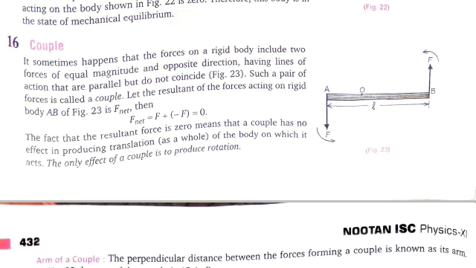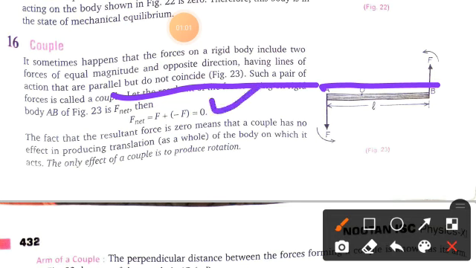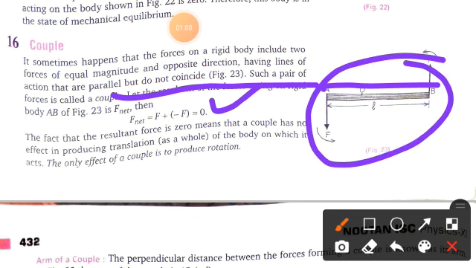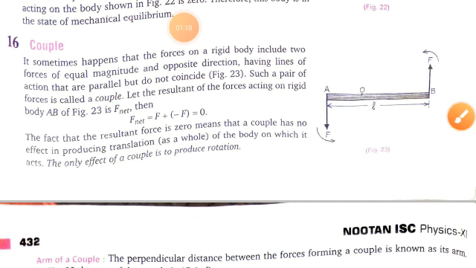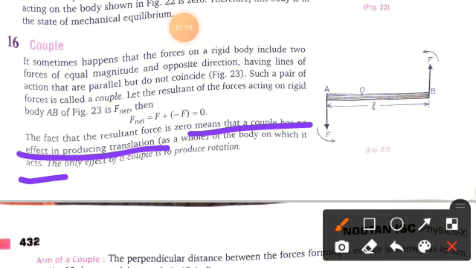Let the resultant force act on a rigid body AB, this is your rigid body AB. So in figure 23, what is the net force over the body? F net is equal to plus F minus F, which is equal to 0. So the total force over that body is considered to be 0. The fact that the resultant force is 0 means that the couple has no effect in producing translation as a whole of the body on which it acts. The only effect of a couple is to produce rotation. Clear?